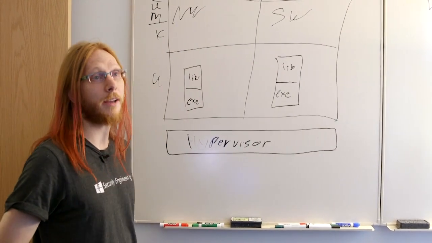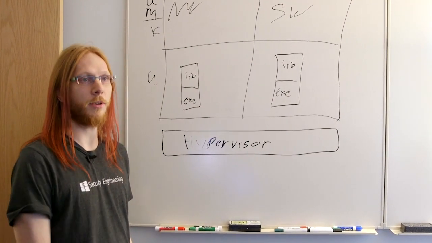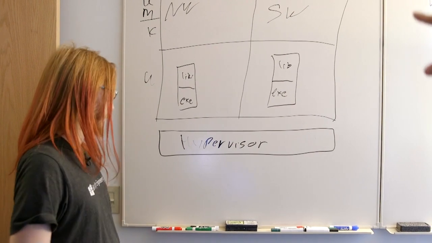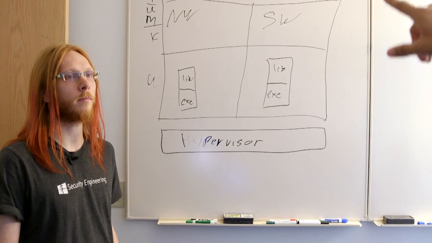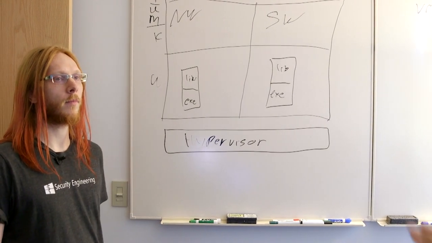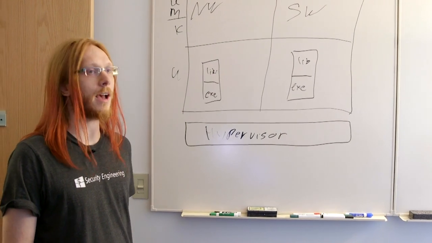So we've redrawn the diagram that Dave put up earlier. And so the left hand is normal mode, the right hand is secure mode, and then the top is the kernel and the bottom is the user space and the hypervisor lives underneath. Is that correct? Exactly. Fantastic.